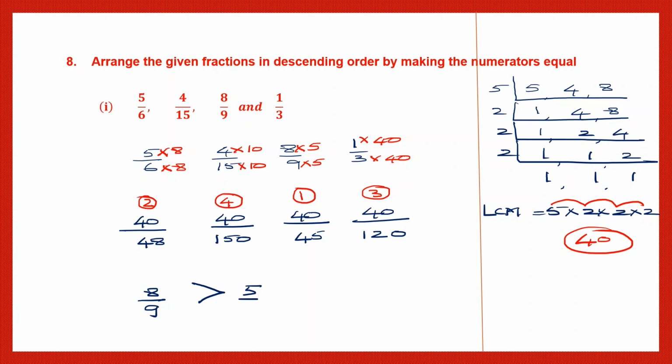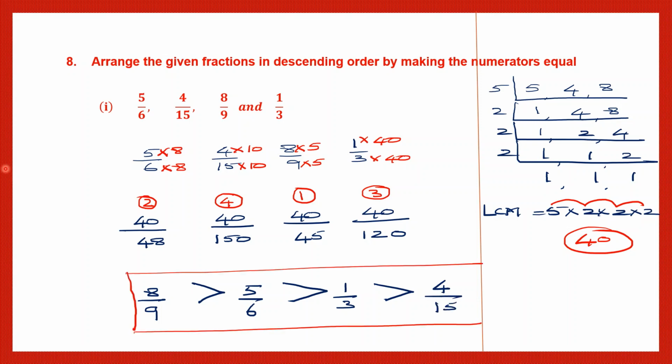5 by 6. So this is greater than the third one, 40 by 120, which is the last fraction here. So the last fraction of the question is 1 by 3. So let's write that 1 by 3, and this is greater than the fourth one. The fourth one is the second fraction here, and the second fraction is 4 by 15. So this is our final answer. 8 by 9 is greater than 5 by 6. It's greater than 1 by 3, which is greater than 4 by 15.